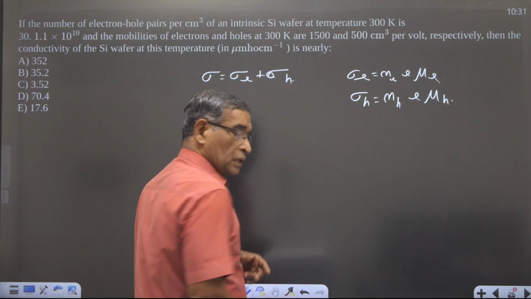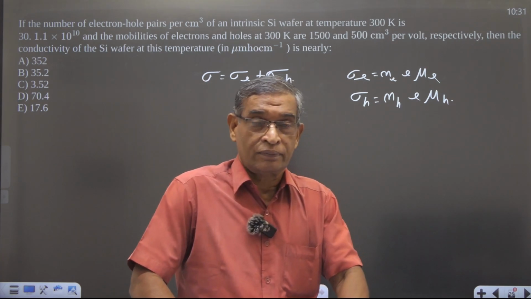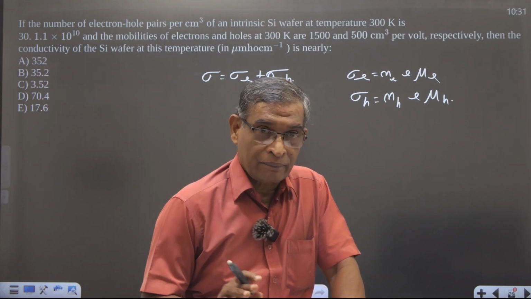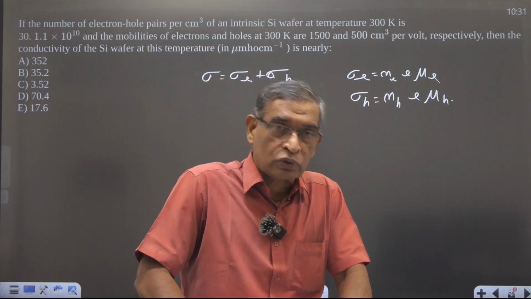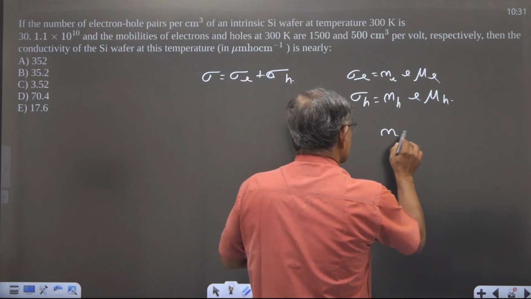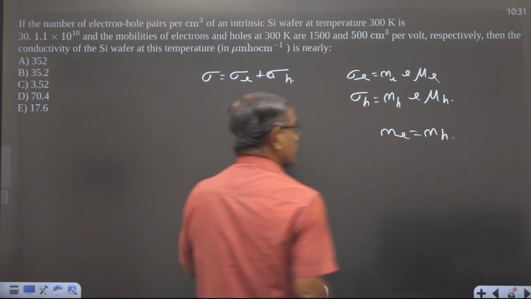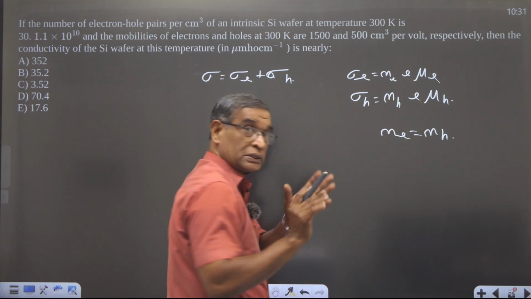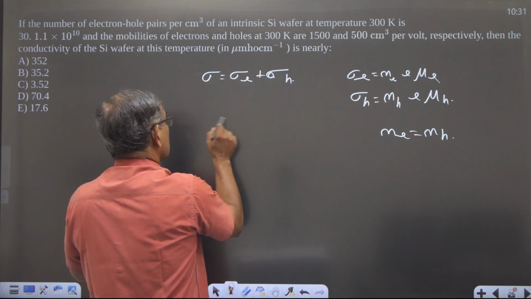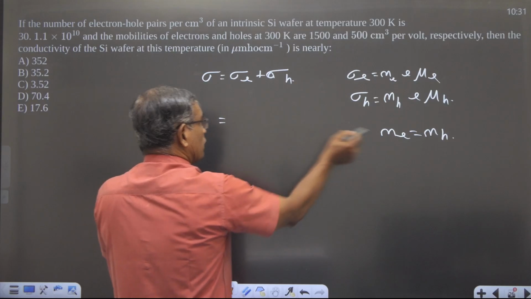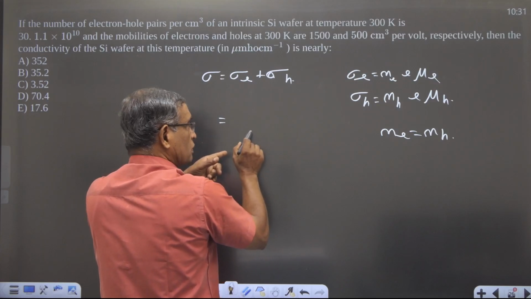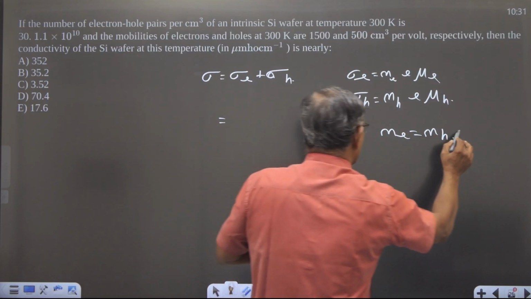Here the semiconductor is intrinsic. Therefore, the number of electron-hole pairs are equal, so the number density of electrons and holes is the same. So n_e is equal to n_h because it is intrinsic. The charge e per carrier is the same, and therefore sigma is equal to n_i, taking one of them out.